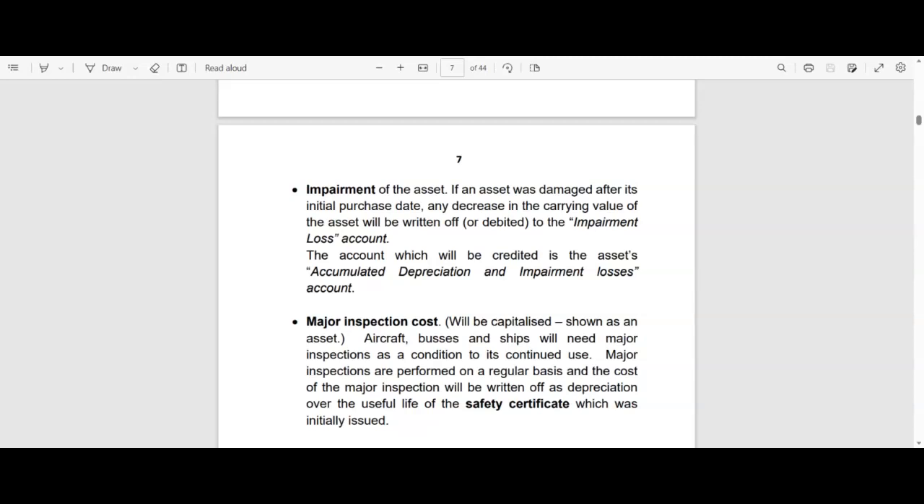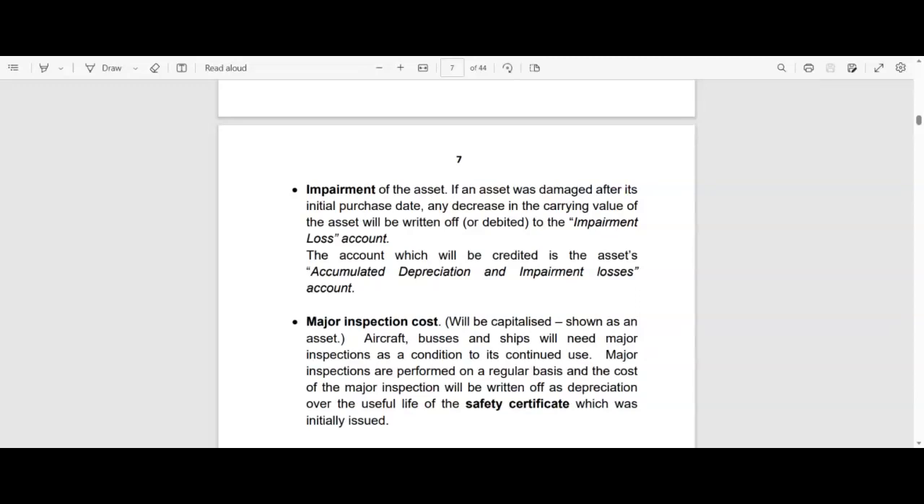So last time we finished talking about major inspection cost for passenger vessels like aircraft and buses and ships and trains and safety certificates. And we said that safety certificates is very similar to a major inspection, but that normally relates to rather dangerous equipment that needs to be certified as safe for the operator of that equipment.